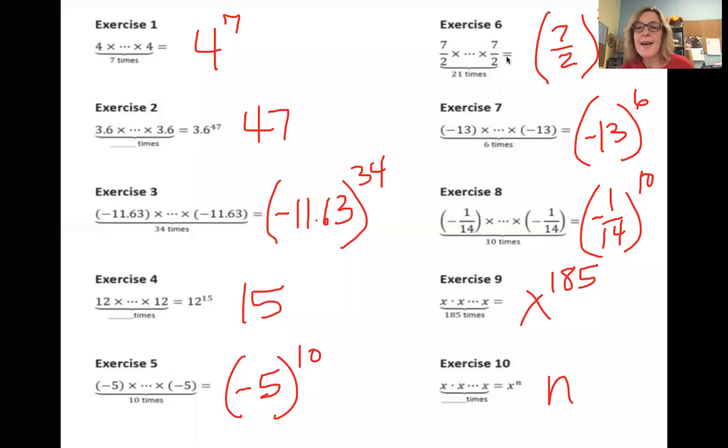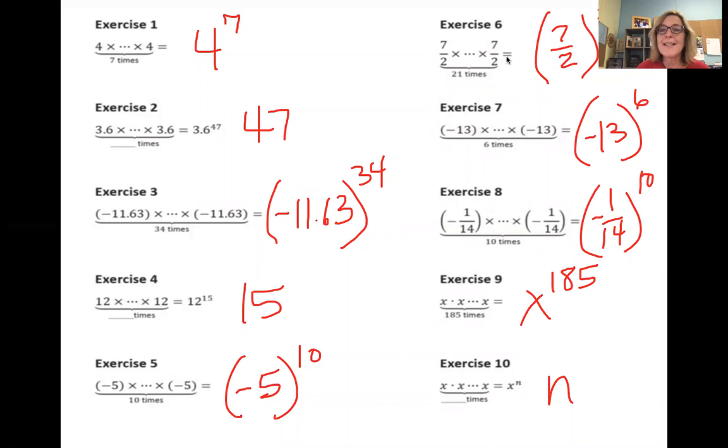Okay, so take a look at how you did. Important things to remember is that if your base is a fraction or is a negative, it needs to be in parentheses, okay? Only positive integers and variables don't need parentheses, okay? So again, pause the video, check your work.